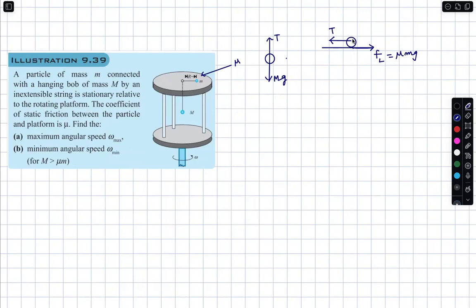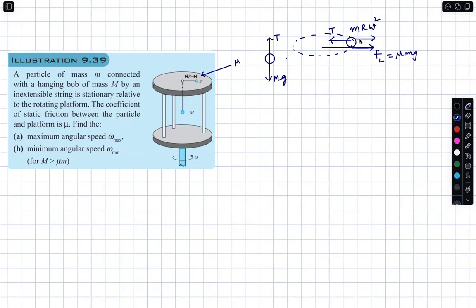If this is rotating, there is additionally one more force. What is that force? Pseudo force, called centrifugal force. So the centrifugal force is m r omega square. Sir, why did they mention two terms, maximum and minimum? I will explain. This comes under the minimum case.